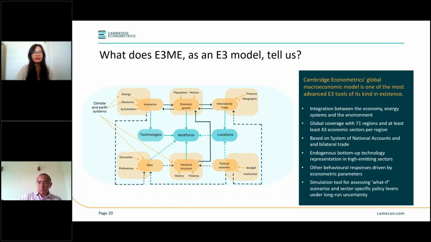The model behaviors cover the E3 domains and are driven by a combination of econometric parameters, technology diffusion, and scenario-specific policy levers. And because scenario-specific policy levers are an important input to the model, E3ME is often used as a scenario tool by running or simulating a number of scenarios and then often comparing those scenarios with a given baseline or with each other. So that's what we will do.